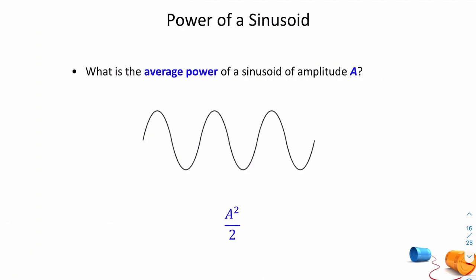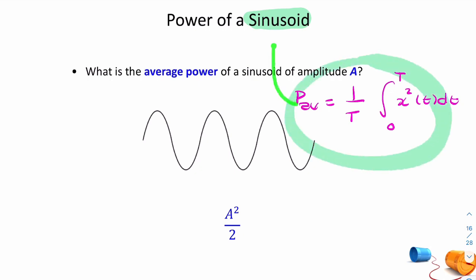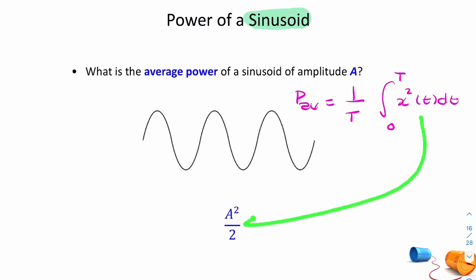So let's just spend a few minutes talking about what we mean by power. When we talk about a simple sine wave, then the power of the sine wave is, remember, the average power of a signal is 1 over T integral from 0 to T of x squared of t dt. And if you do that for a sine wave, you end up with A squared over 2. If it was not a sine wave, then it wouldn't give you that. But for a sine wave, it would give you A squared over 2.